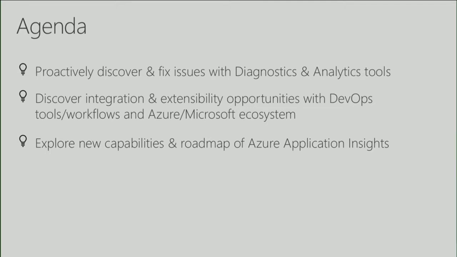So the agenda for today would be, we want to go through a typical experience for a modern application stack on how you can, as quickly as possible, identify and fix any problems in your applications, be it performance problems or your application crashes and failures. We also want to identify any integration opportunities that you can take advantage of if you're already using any DevOps tools or workflows, or you have already invested in Azure or Microsoft ecosystem. We'll also touch base on all the new capabilities and announcements that we have done at Ignite, as well as take you through a brief overview of where we are going next, what the roadmap looks like. And of course, there'll be lots of demos. This is a demo-heavy session, so enjoy.